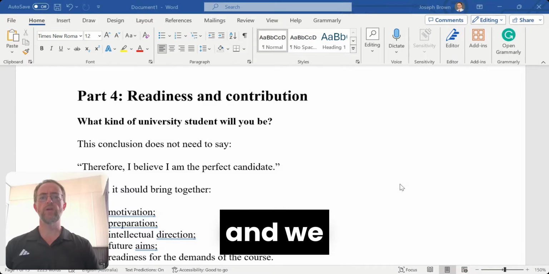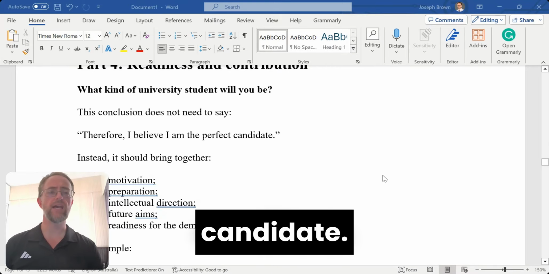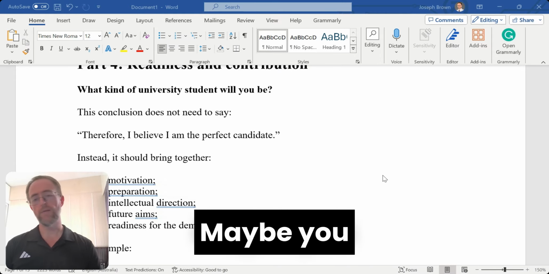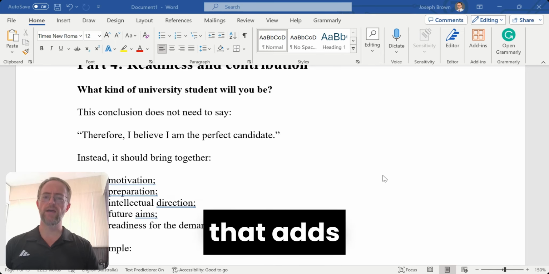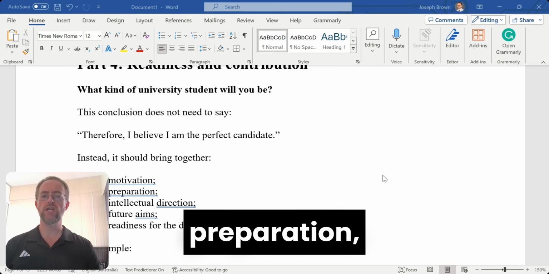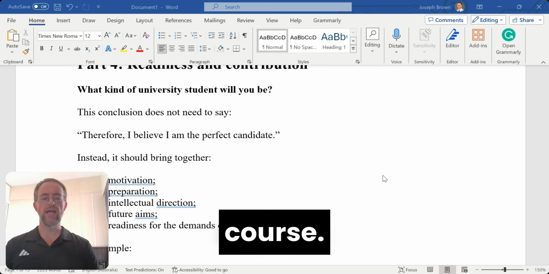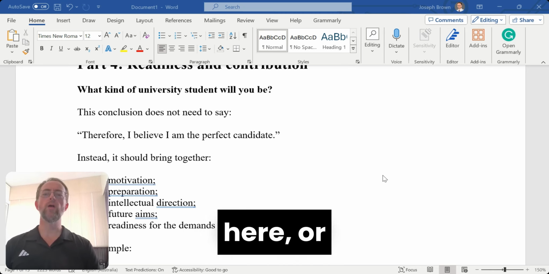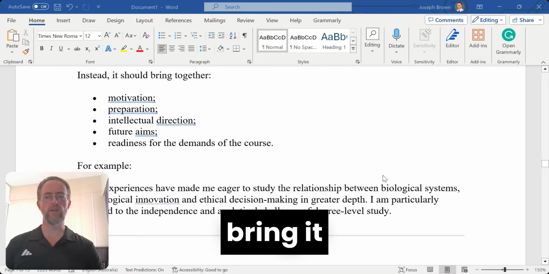And we don't want our conclusion to say, therefore, I believe I'm a perfect candidate. You should have made the arguments already, and that should stand on its own. Maybe you want to underline it, but we want to go for a nice, strong ending that adds something to this. We want to show motivation. We want to show preparation, intellectual direction, future aims, readiness for the demands of the course. Anything that you've missed in parts 1 to 3, you can bring in strongly here. Or this is adding the extra layer on the end to really show that you can bring it home strong.